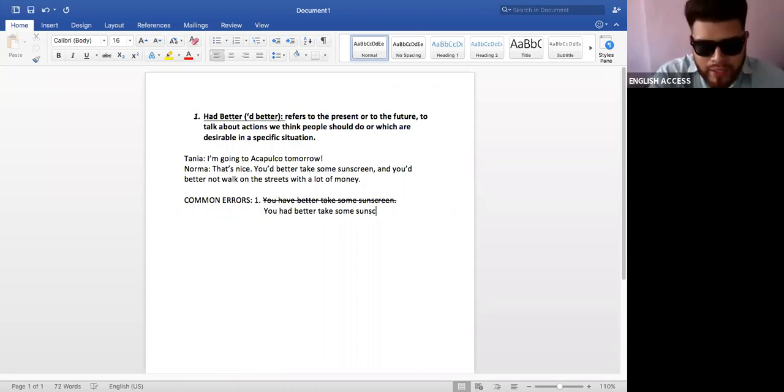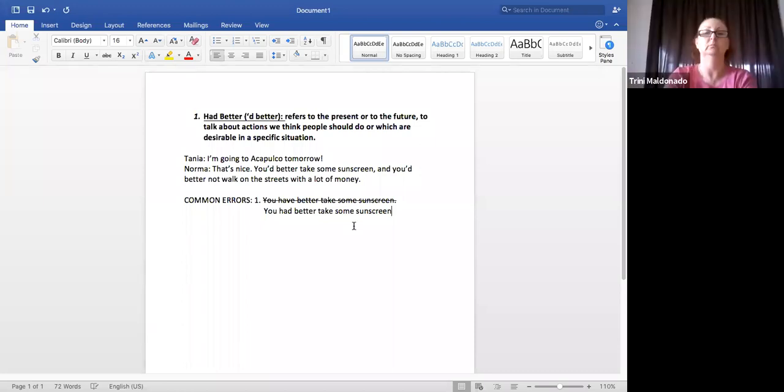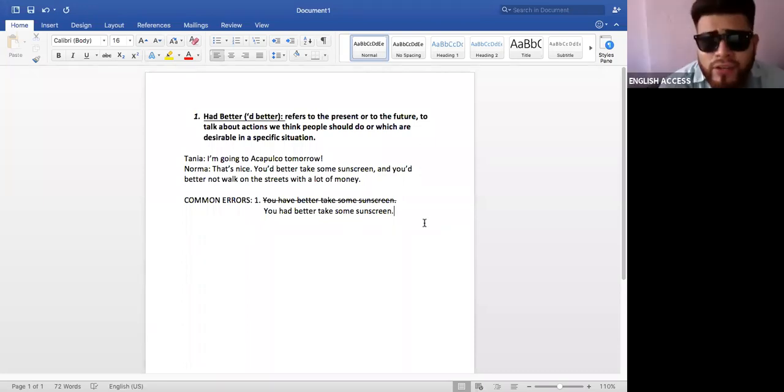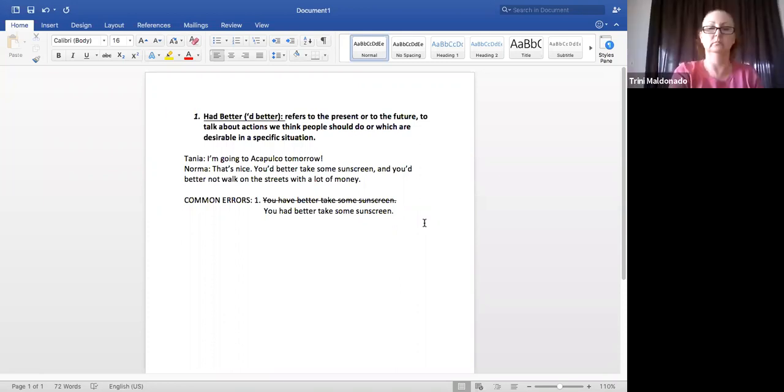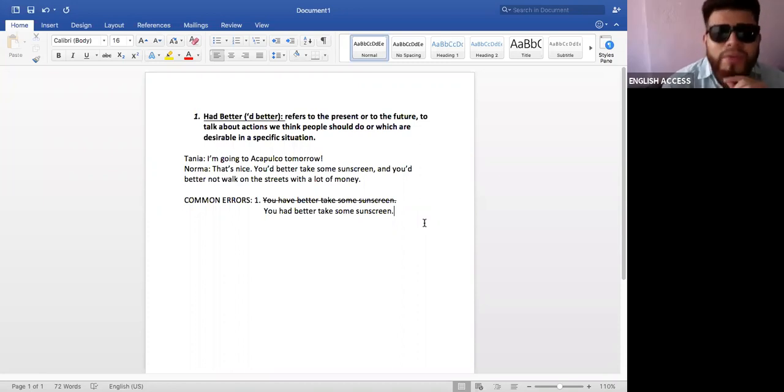And like I said, you can use it separated. You had better take some sunscreen, or you'd better take some sunscreen. Both are correct. And here is the common error number 2.